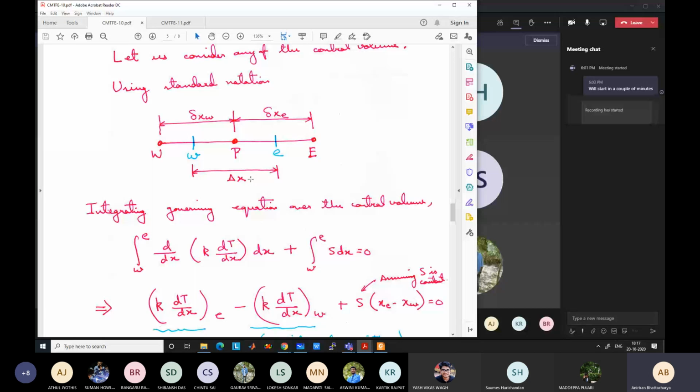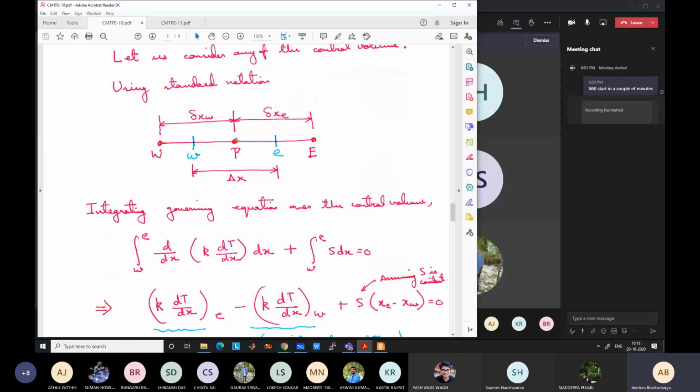Why do we need this assumption? Because remember, each control volume is represented by a single grid point, and we assume that the variable value is only present at the grid point. We do not assume anything in between the grid points. We do not know what is happening. Say here at point P, the temperature T is 100 degrees centigrade, and at E the temperature is 120 degrees centigrade. That is the only information we know.